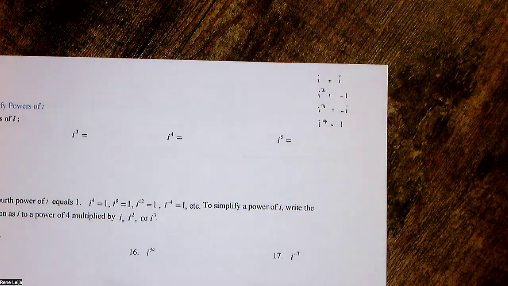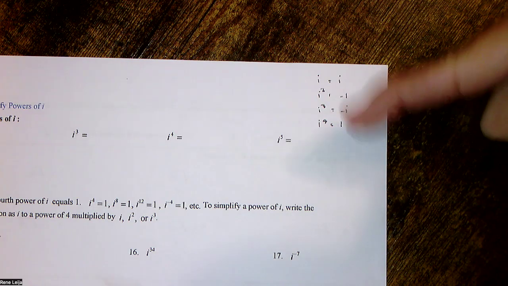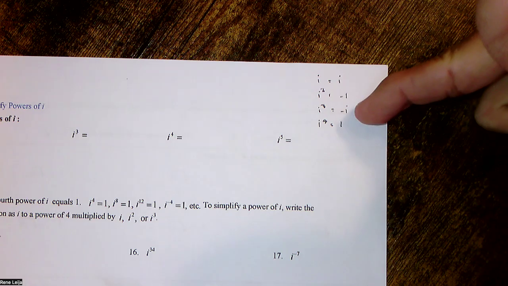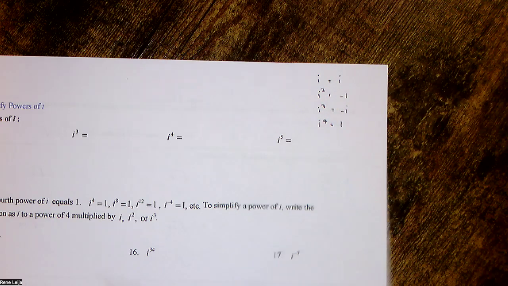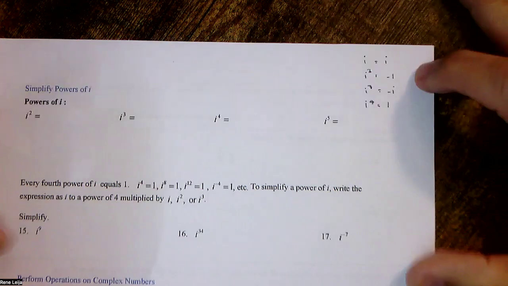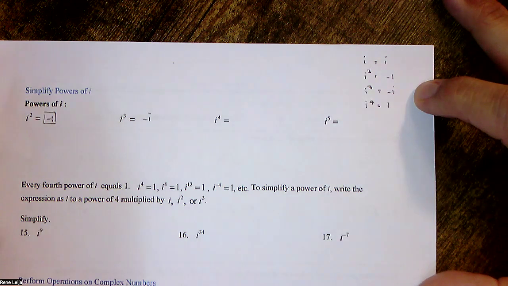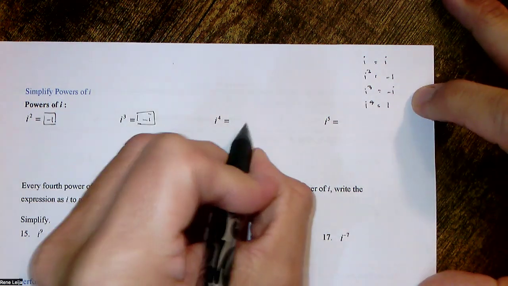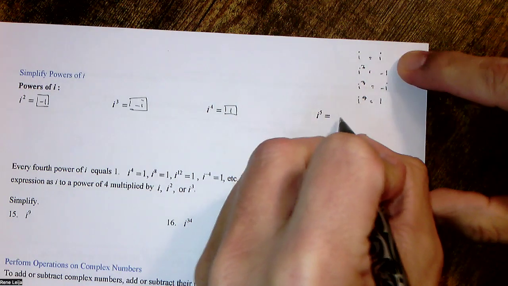Now, anything after that just cycles back through. So 1, 2, 3, 4, i to the fifth, sixth, seventh, eighth, ninth, and so on and so on. So we can find these powers really quickly. i squared is -1. i to the third is -i. i to the fourth is 1. And then i to the fifth, this is where we loop back around, so i to the fifth is the same thing as i.